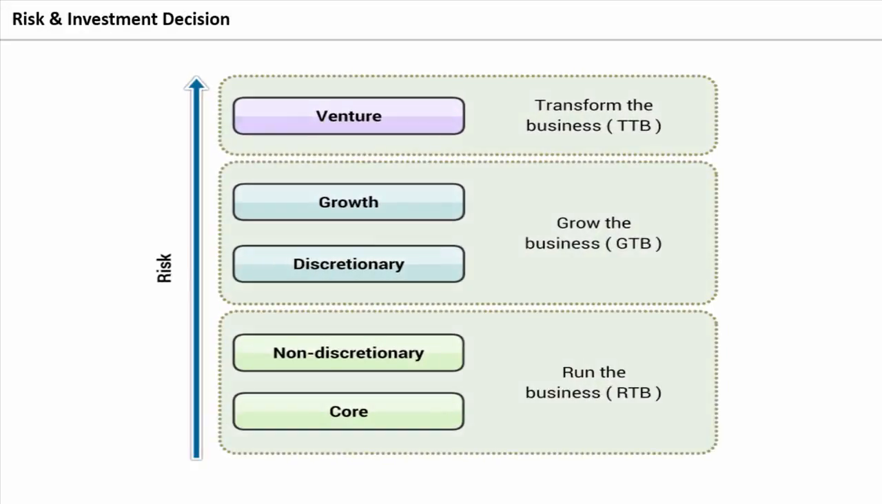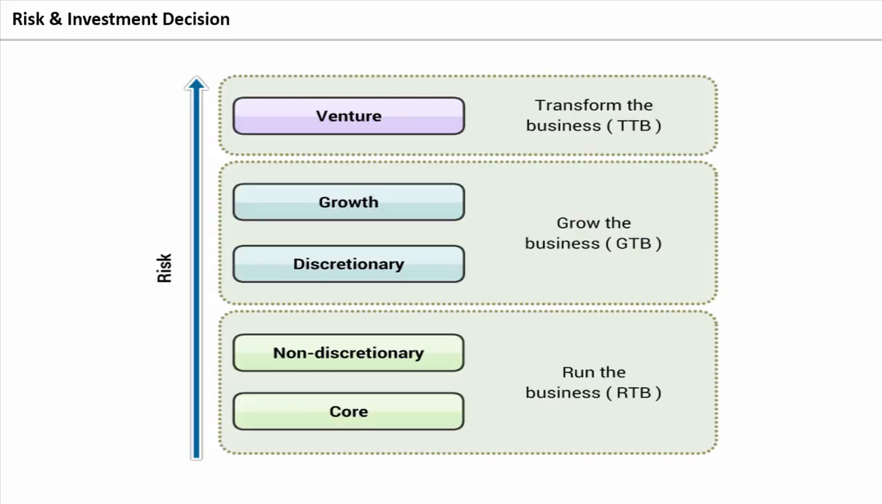Risk and investment decision. A possible event that could cause harm or loss or affect the ability to achieve objectives. Risk management requires the identification and control of the exposure to risk, which may have an impact on the achievement of an organisation's business objectives.